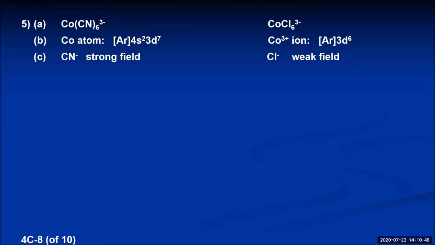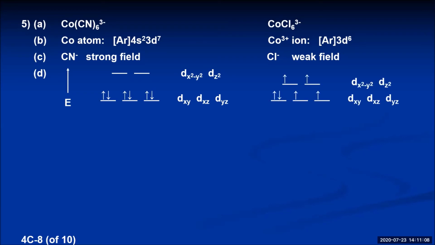D, draw the d orbital splitting pattern for each. In this case, when you have a strong field ligand, you're going to have a big splitting energy, and when you place the 6 electrons in, they're going to fill the bottom 3 orbitals completely before they would go to the top 2, so therefore the 6 electrons would be arranged as 3 pairs. If you have a weak field ligand, there'll be a small gap in energy. The electrons will spread out over all 5 orbitals. Once the electrons have been placed 1 in each of the 5 orbitals, the last one pairs up, and the electron arrangement will look like this.